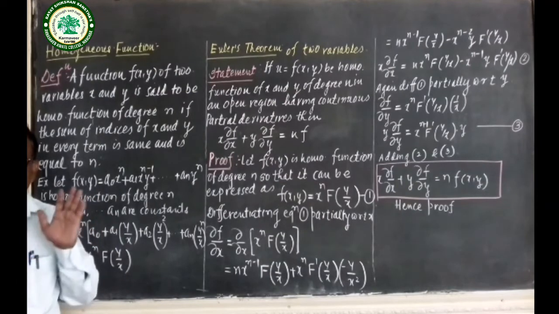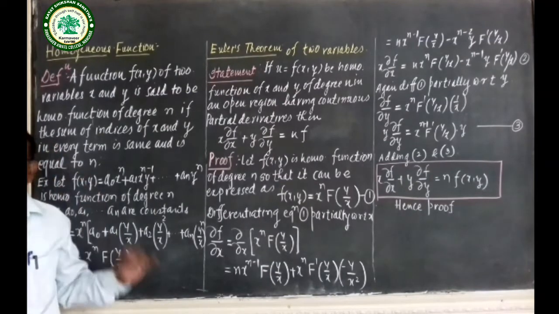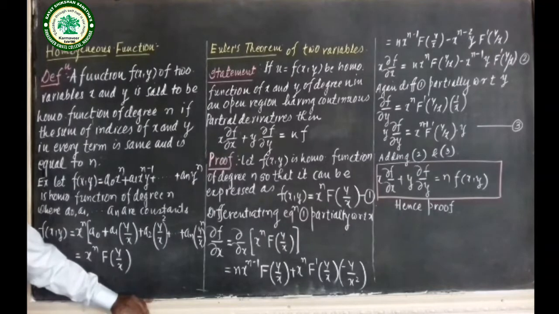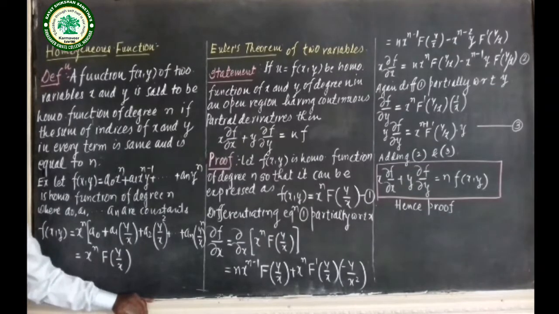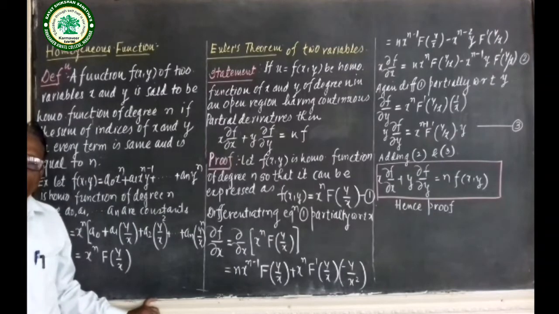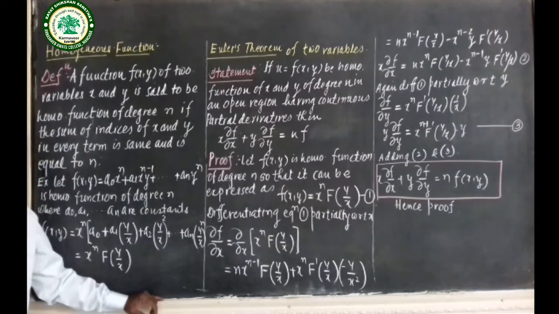of each term. Suppose the function is a function of two variables x and y, and f(x,y) is the function. In this case, each term contains x and y. Sometimes there is only x, sometimes only y, and in the remaining terms x and y both will be there. In this case, you have to consider the indices of x and y, and the sum of those indices should be equal to n. It is a homogeneous function of degree n.